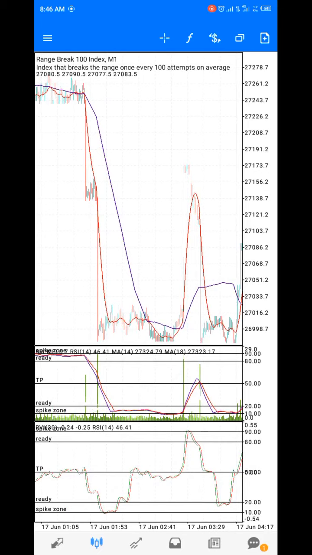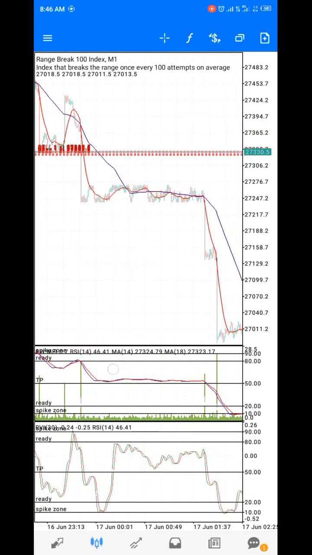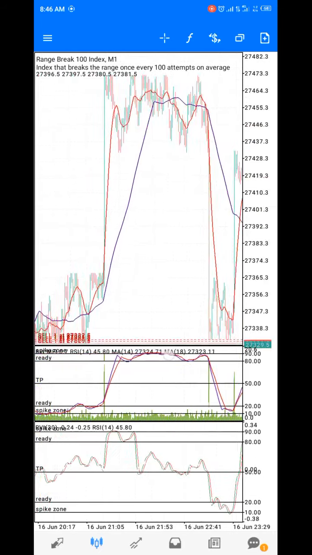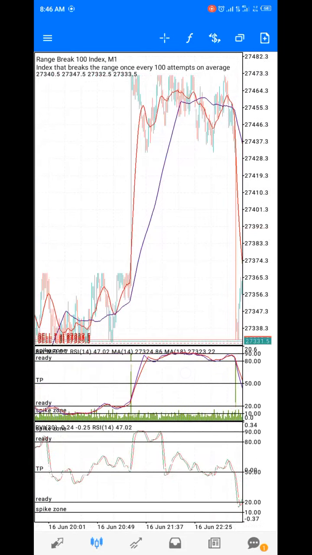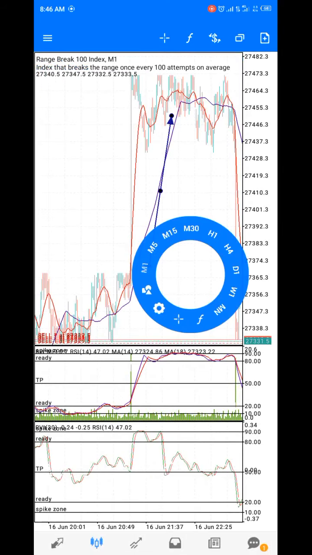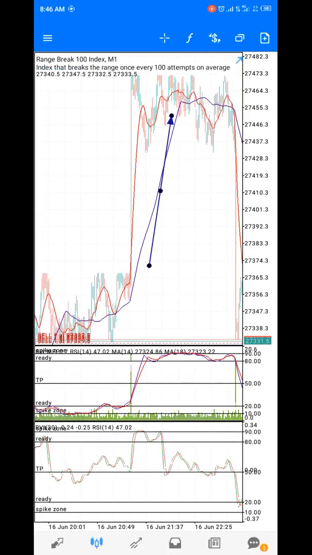I want a very pure signal, so that you understand. Okay, so now let's look at this. Look at it. You see this market? Let me use three arrows. Yeah, three arrows. Then the last arrow will be here.